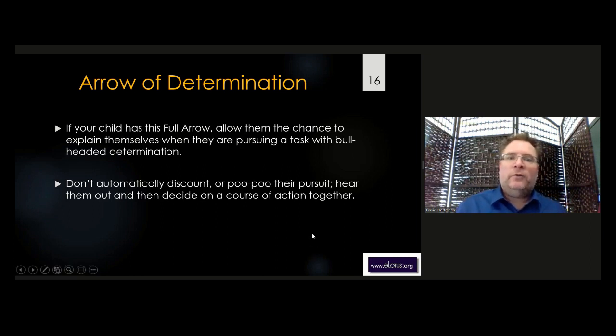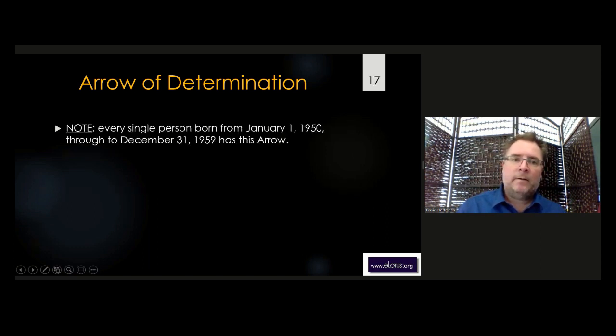If your child's got this full arrow, allow them a chance to explain themselves when they're pursuing a task with bullheaded determination. Don't automatically discount their pursuit. Hear them out, decide on a course of action together. And we talked about this, how common it was for that decade.